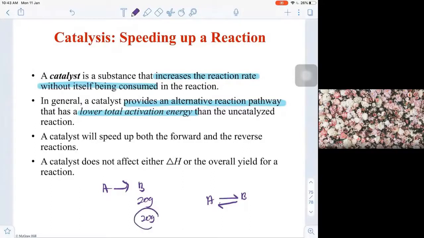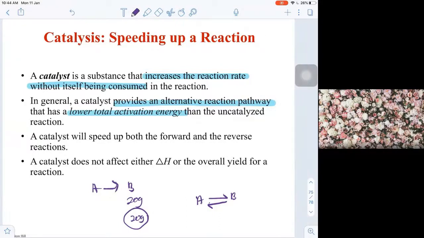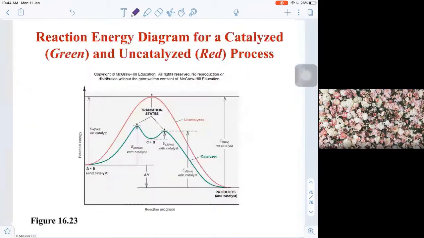This 20 gram will achieve faster. Okay, we will get this 20 gram faster. This can be observed by this potential energy diagram. We have seen this before, when we talked about the effective and ineffective collision. So this is the pathway from A and B to the product.